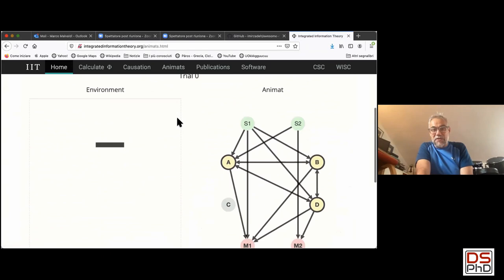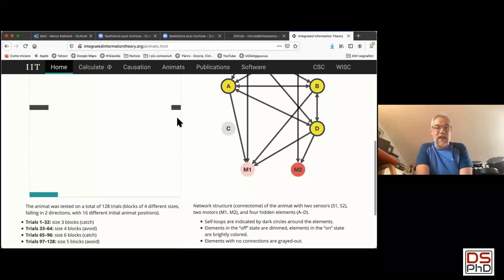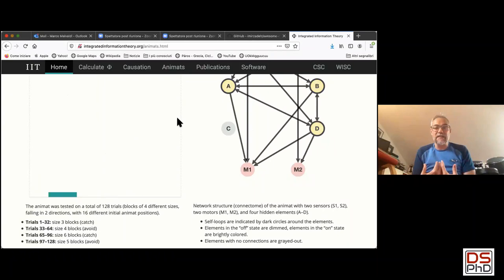One of the most curious things about this theory is the formation of animats. Here, what you can see is an animat, a fictitious animal that tries to learn to capture these blocks. As the animal grows and develops, it becomes more able to catch these blocks. And how can the animat catch the blocks?